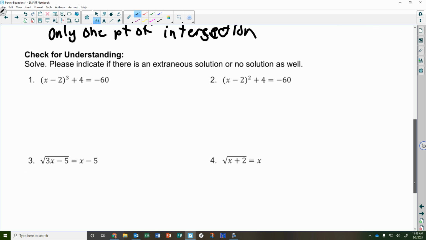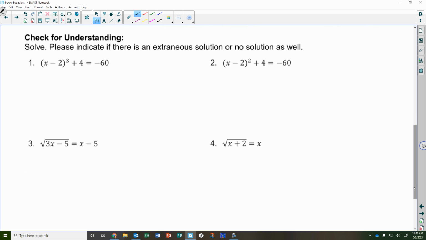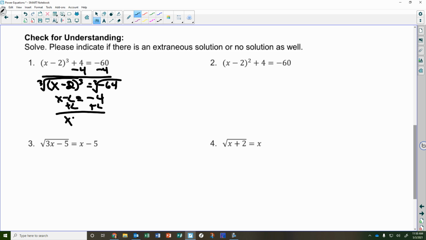So let's do a couple problems down below, just to check for understanding. Alright, so if I have a cubed function here, and again, it says indicate if there's any extraneous solutions or no solution as well. So when I subtract 4 from both sides, I am going to get this, and I'm going to cube root both sides. So I get x minus 2 equals, this is going to be negative 4, because the cubic root of negative 64 is negative 4. And then if I add 2 to both sides, I get x equals 2.